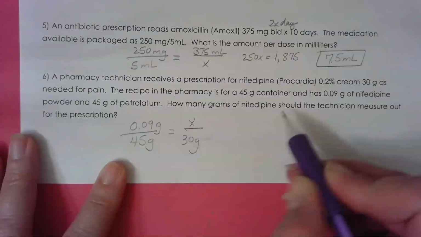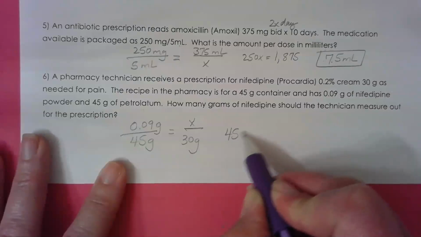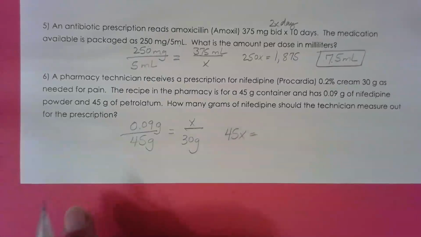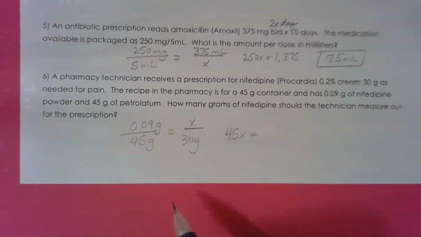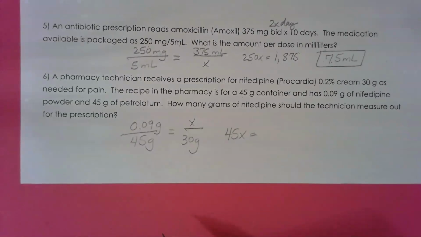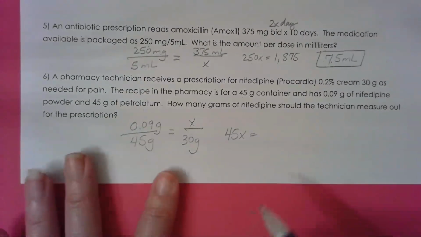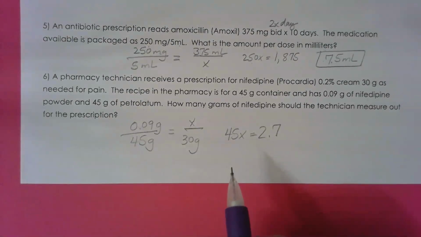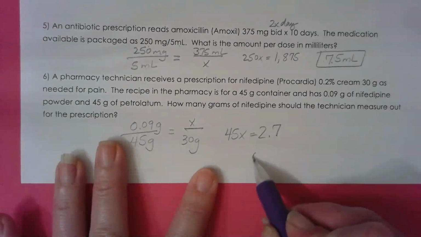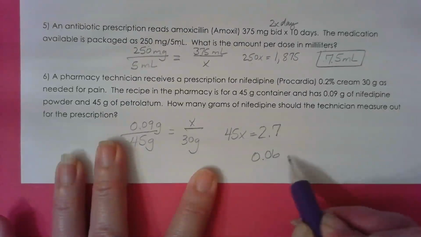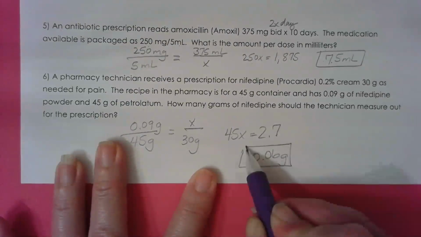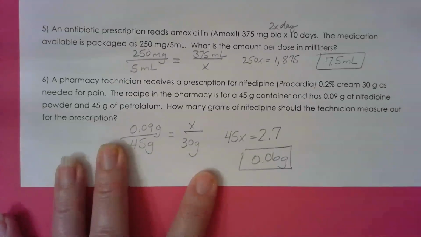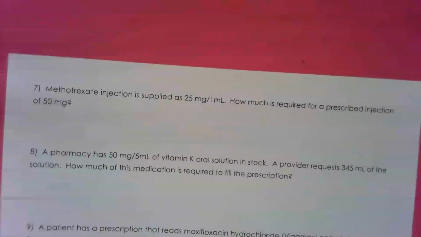So you do your cross multiplication. You get 45x equals, let's do the math here, 30 times 0.09 ends up being 2.7. And then we're going to divide that by 45, and you get 0.06 grams. There you go. Okay, so let's go to the back side here.